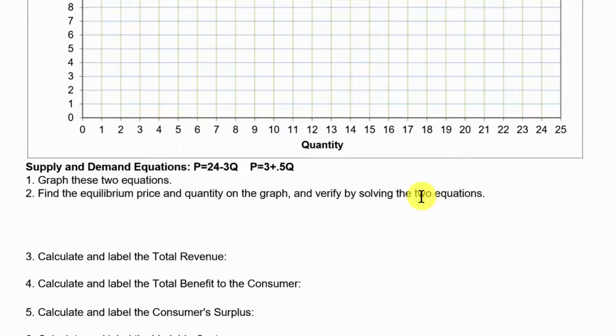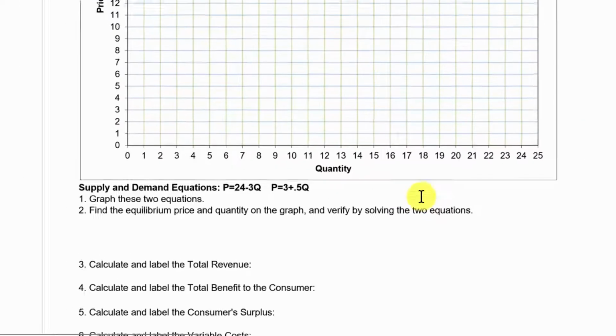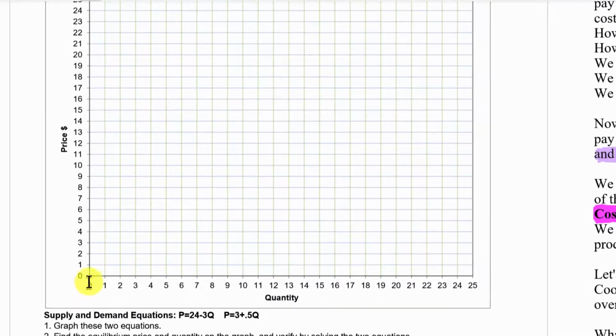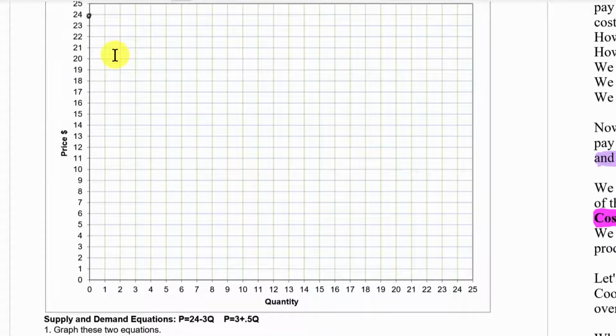So let's graph demand. There are a lot of ways you can graph it, like we talked about in the math review and in some other situations. But the most straightforward way is to look at the y-intercept of 24, and that tells you that when the quantity is 0, the price would be $24. So let's graph that. Quantity of 0, price $24 up here. All right, so there's one point on our demand curve.